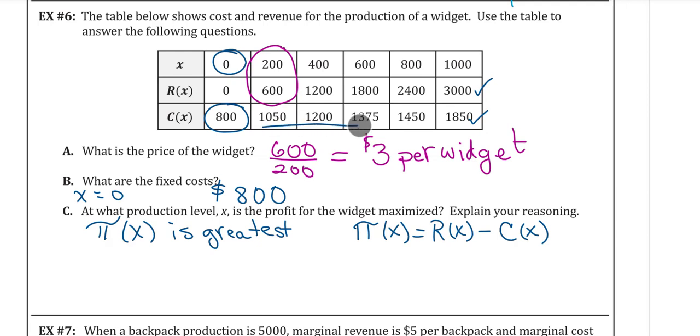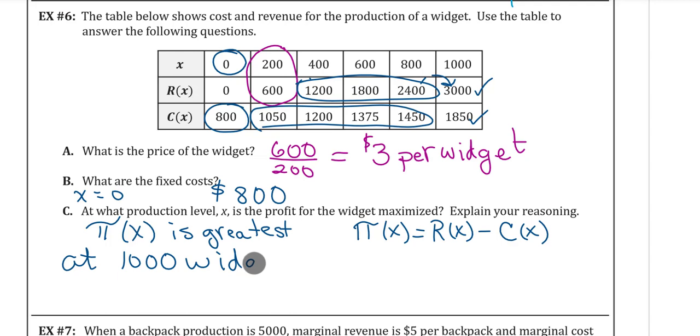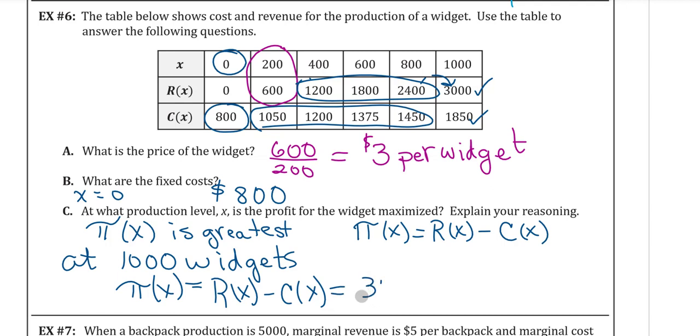Other than that, our costs aren't that different through the rest of the values for X, but our revenue definitely changes. It does take a big jump there. So at 1,000 widgets, and you can check all of them, pi of X is going to equal R of X minus C of X. So in this case, we're going to have 3,000 minus 1,850 gives us our maximized profit of $1,150. Okay, so that problem is pretty straightforward. Nothing tricky there or anything.